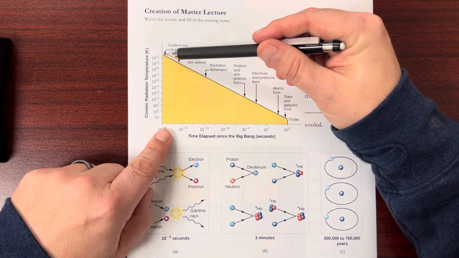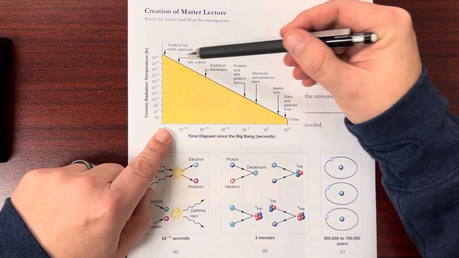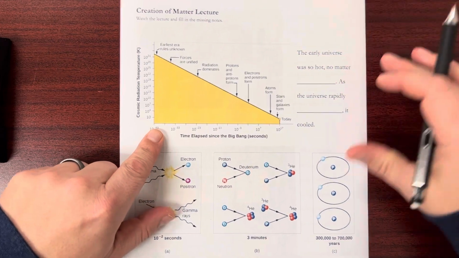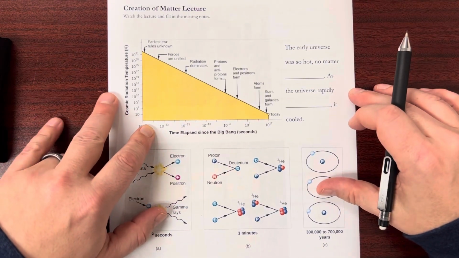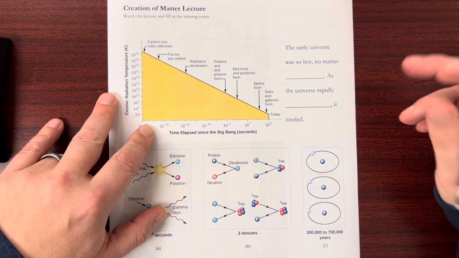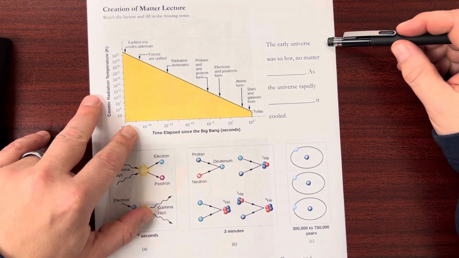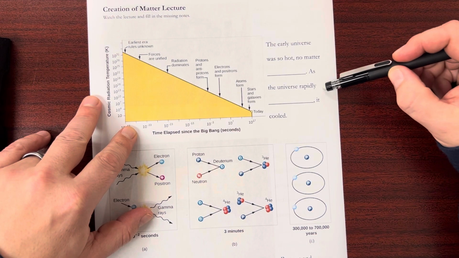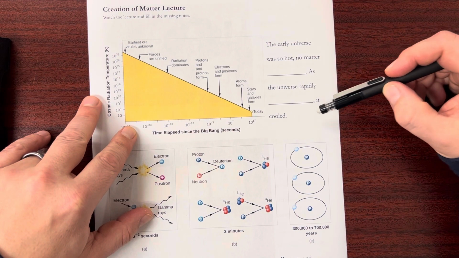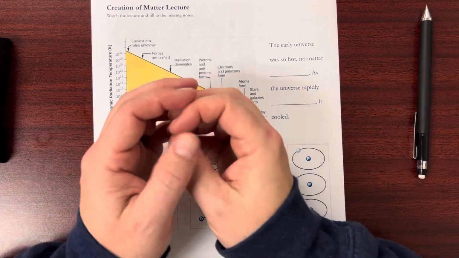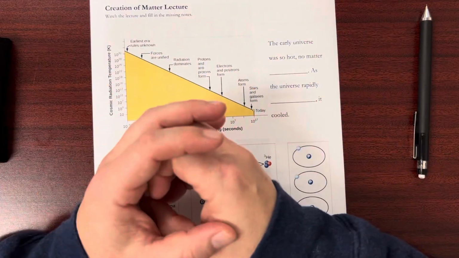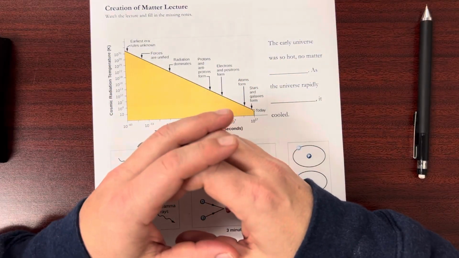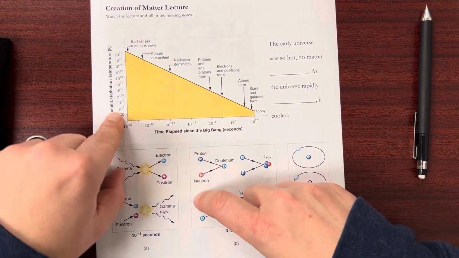And the temperature was so high during this time, during this first partial second of the universe, that matter couldn't exist. Temperatures were too high for there to be protons, neutrons, electrons. So the early universe was so hot, no matter existed. As the universe rapidly expanded, it cooled. So in that instant, the universe is expanding. Space and time are expanding. As it does that, the energy can spread out, meaning the temperature drops.